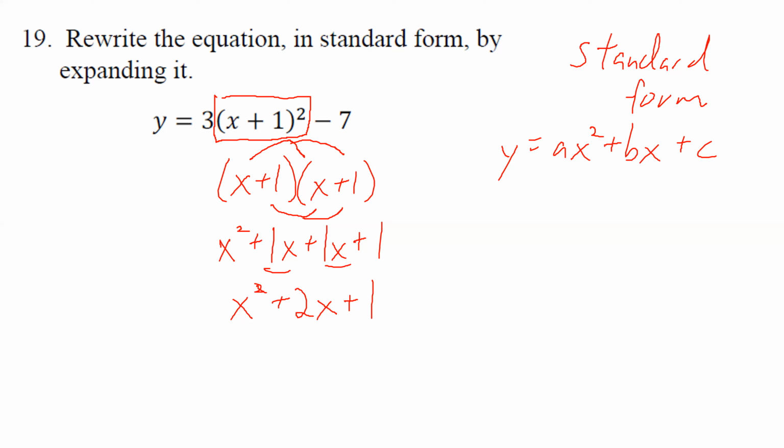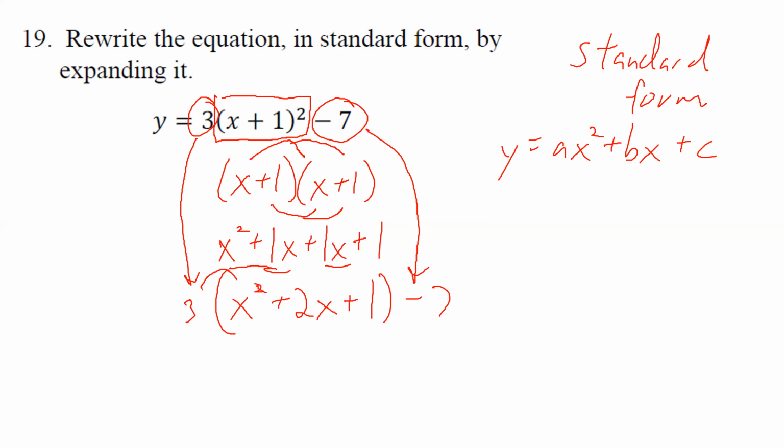So we have a 3 out here in front still. We still need that out here in front. The 3 that's out in front, again, it was in front of parentheses. So it is getting distributed to all 3 values in the parentheses. So this now becomes 3x squared.